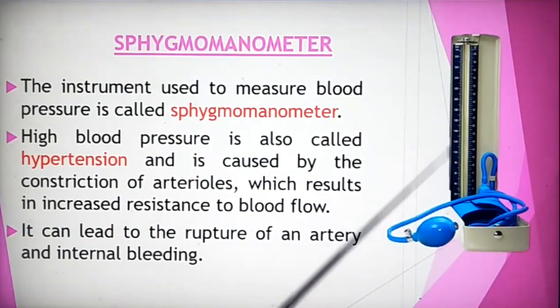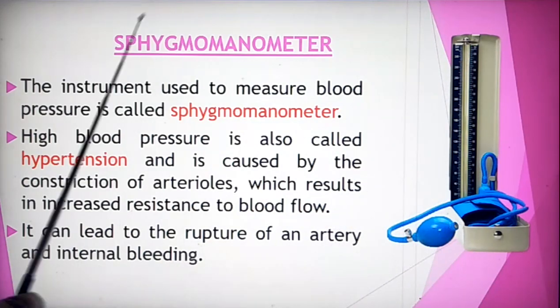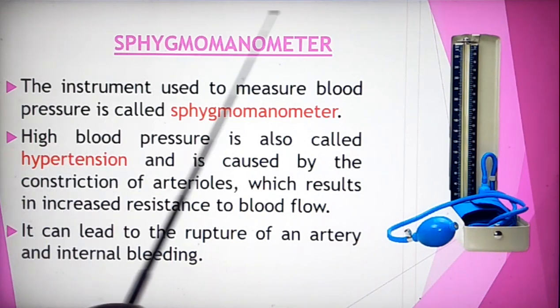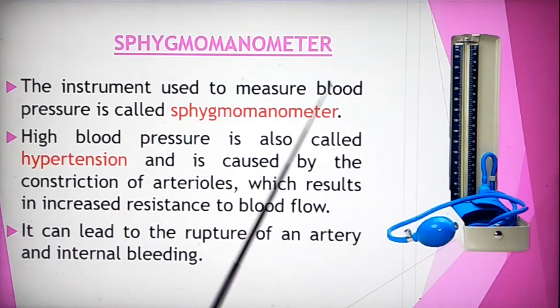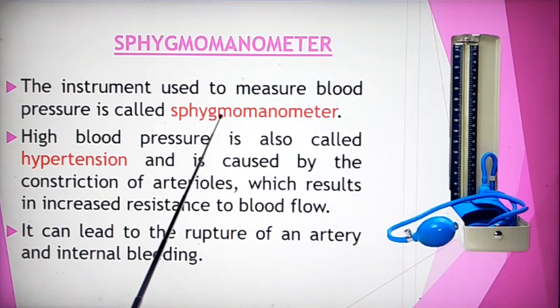Now we can see the instrument used to measure blood pressure. Hope you all have seen this instrument, that's the sphygmomanometer. What's the name of the instrument? Sphygmomanometer. The instrument used to measure blood pressure is called sphygmomanometer. One mark question: high blood pressure is also called what?